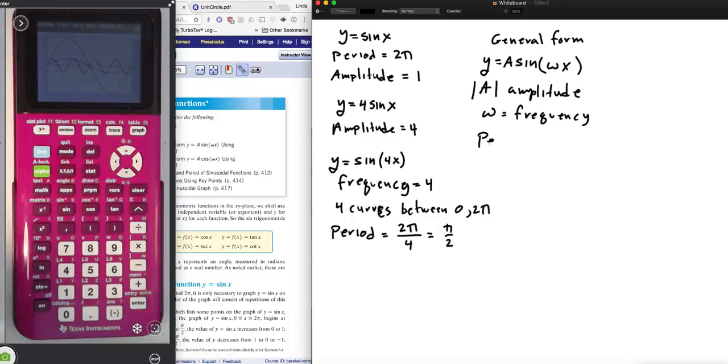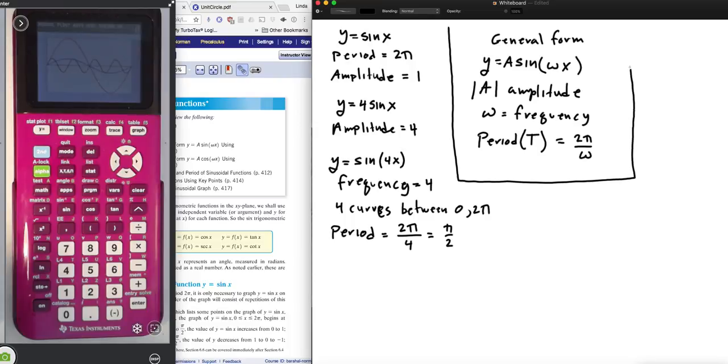So the period, which, by the way, the book refers to with a capital T, is 2 pi divided by omega. All right, so this is our first, I'm just going to go with a simplified general form for right now. Now, this also applies to cosine, all right? I'm doing it for sine, but it also applies to cosine in exactly the same way.